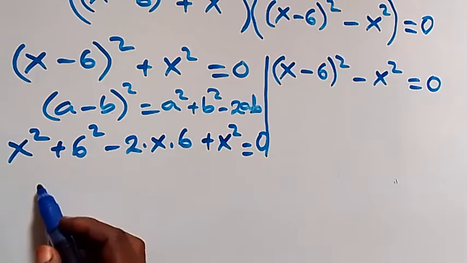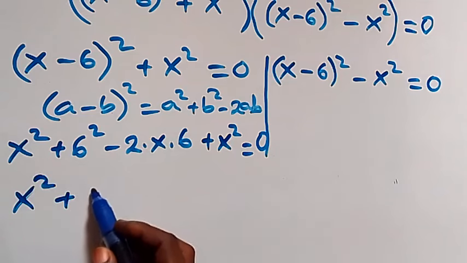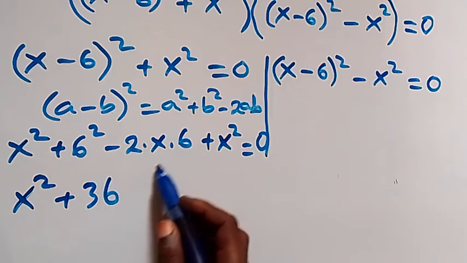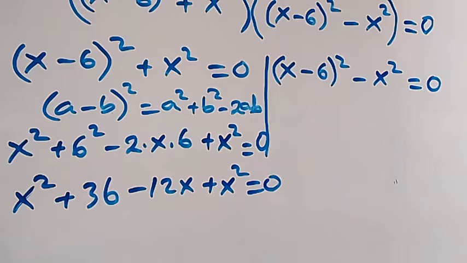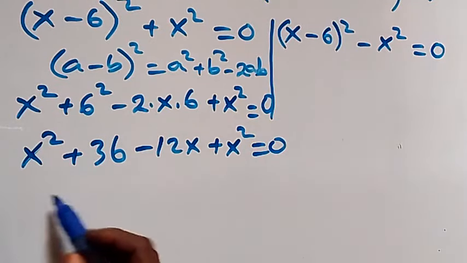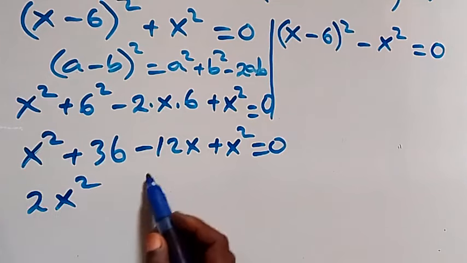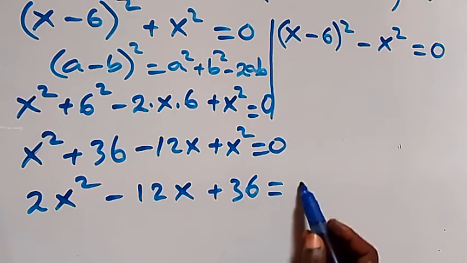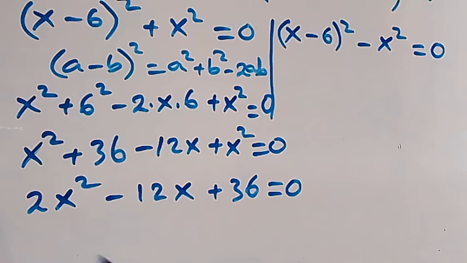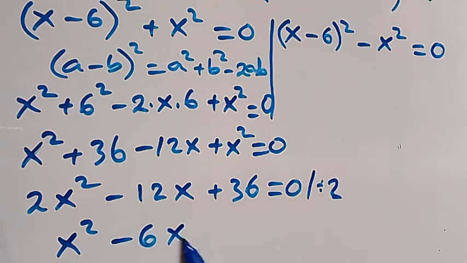Then this is also x^2 + 6^2, where 6 times 6 is 36, minus 12x plus x^2 equals 0. That is, x^2 plus x^2 gives us 2x^2, minus 12x plus 36 equals 0. Then we divide through by 2, and we remain with x^2 − 6x + 18 = 0.